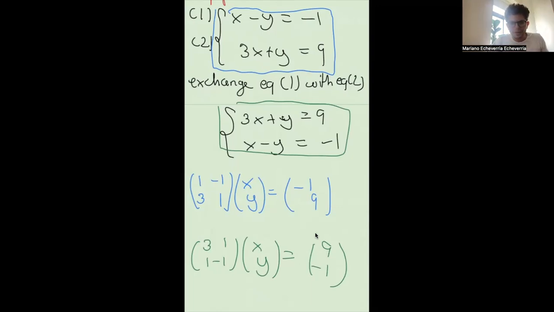Did I copy the other stuff correctly? Yes. So what's the relation between these two matrices? Like, what's the relation in terms of the matrices? What happened when I changed the order of the equations? What happened with the matrices in this case, or the vectors as well?